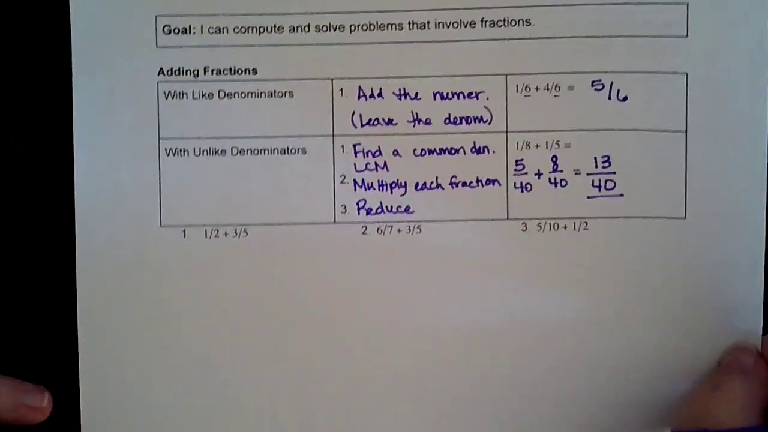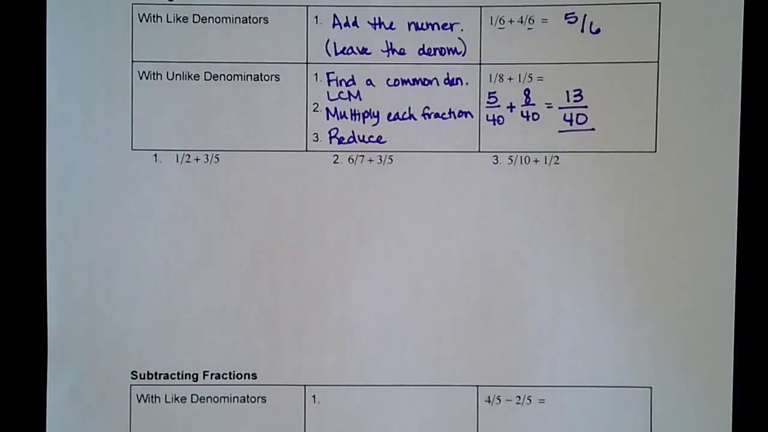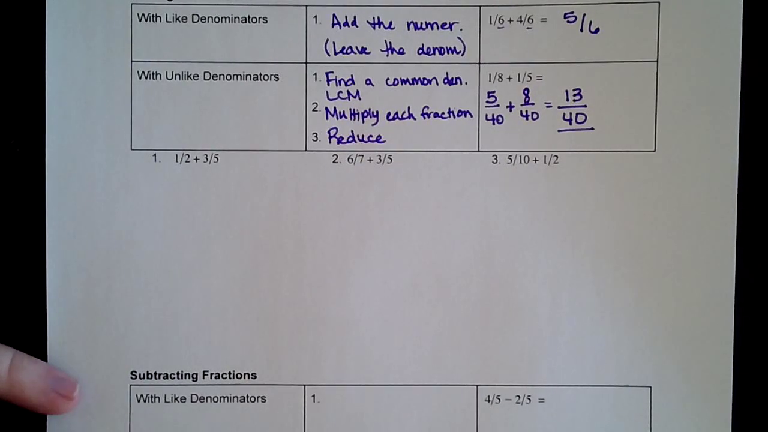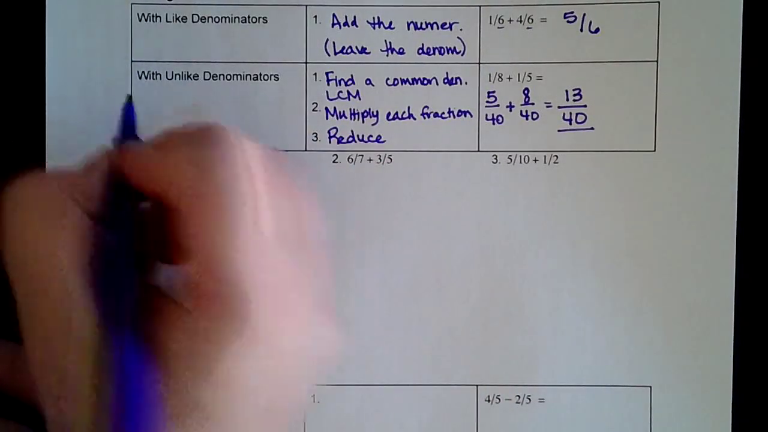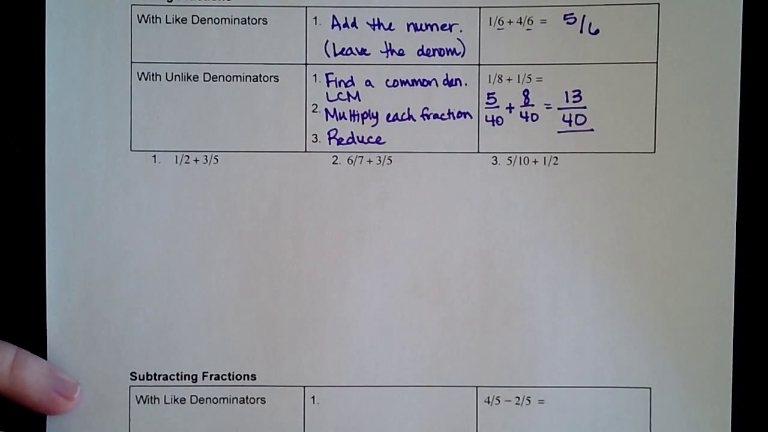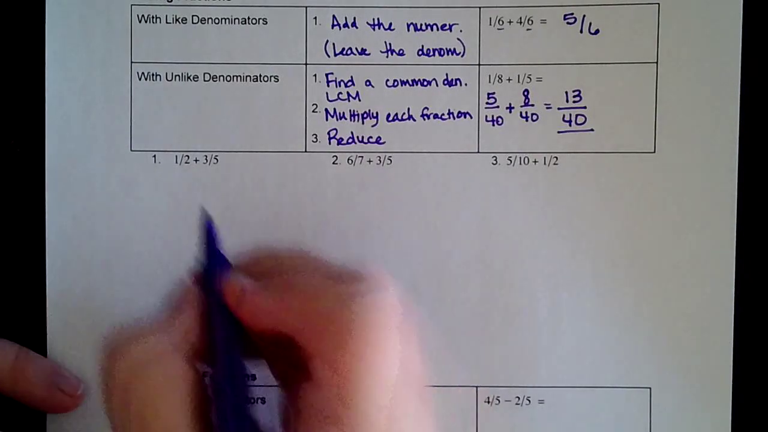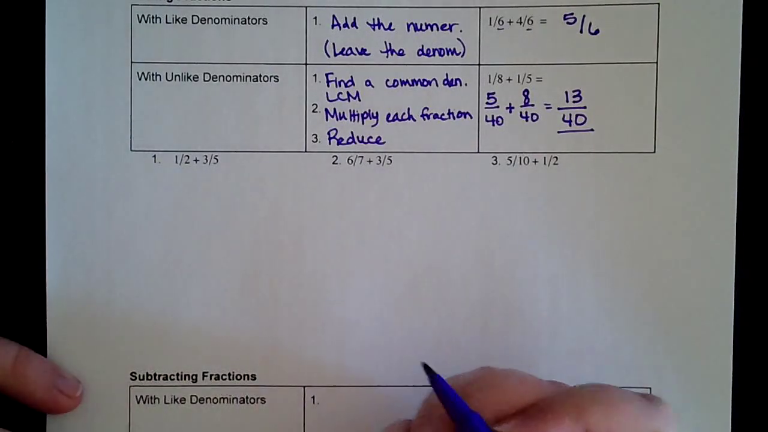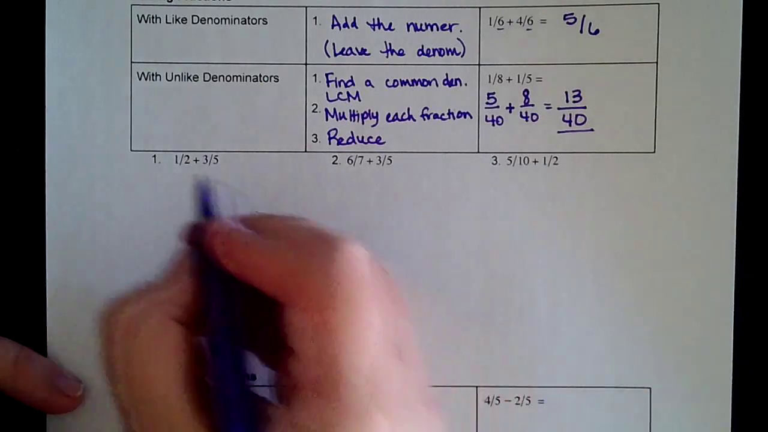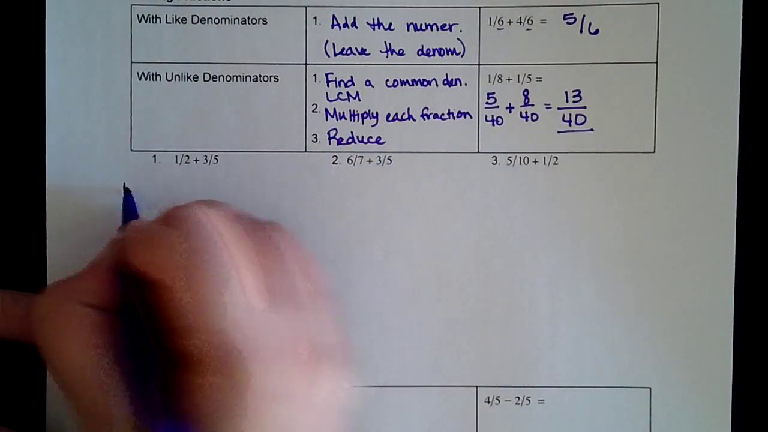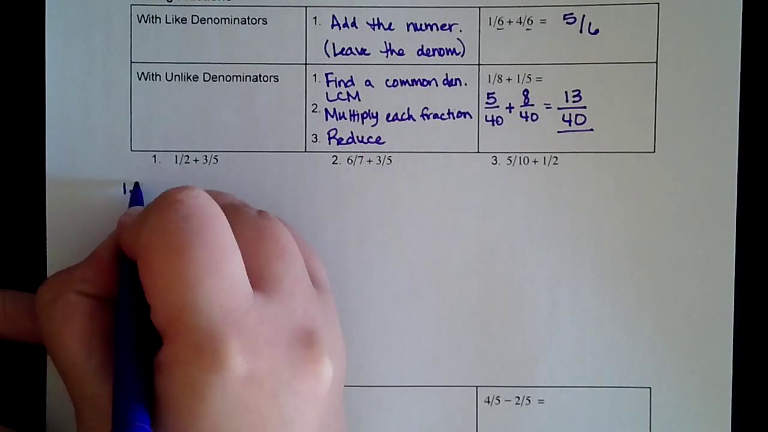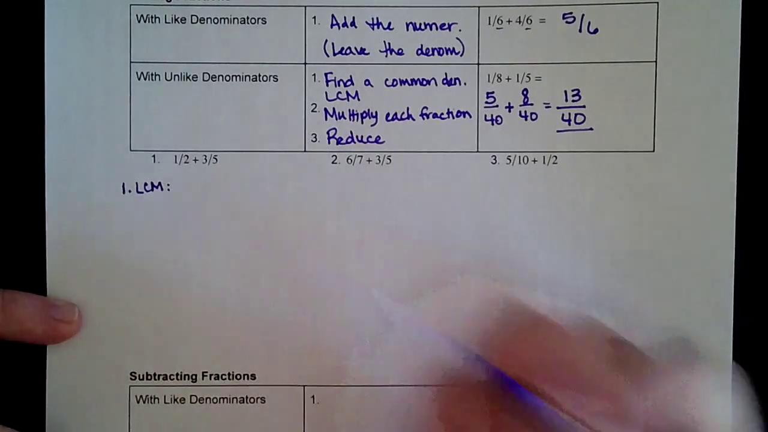I've given you some problems here where you can go ahead and try those out. Again, just as I showed you in the last video, if you need to simplify these a little bit first by determining what kind of problem they are, whether they have like denominators or unlike, that's okay. This one has a 2 and a 5, so these are unlike denominators. So my first step, and if you need to write the steps, you can do that too, is find that common denominator. Find the least common multiple of both.